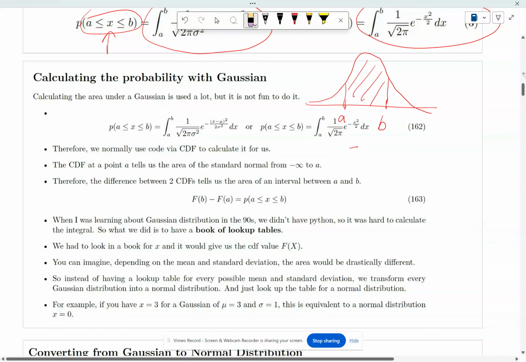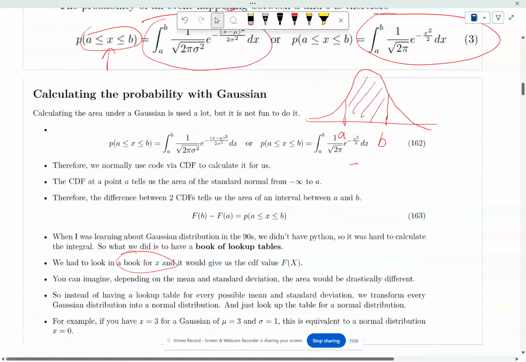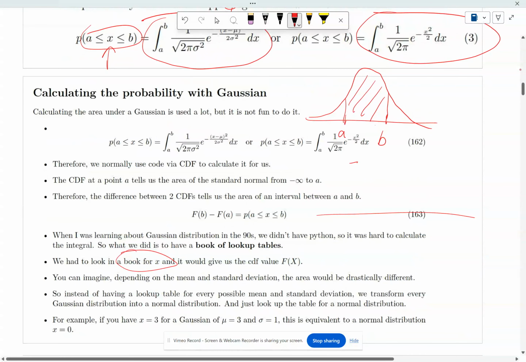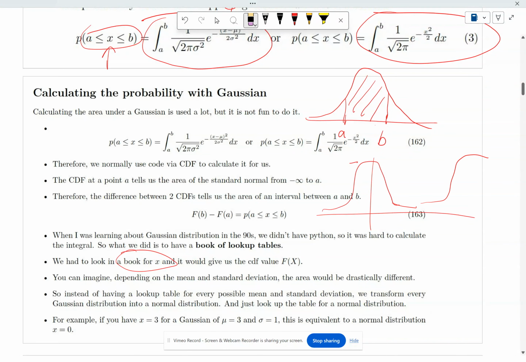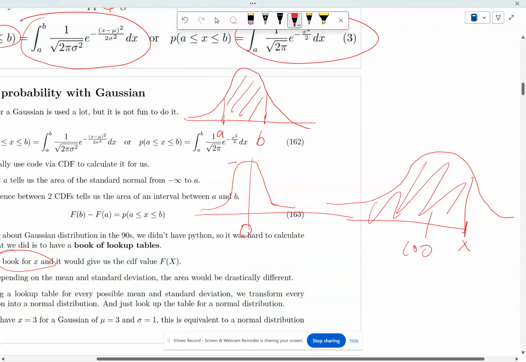And because we had to look into a book, it was a real pain. And you can imagine, depending on the Gaussian distribution, right? If a Gaussian distribution is here, or it's fatter, or if it's like, here's 0, here's 100, so this is a much bigger distribution. The area with the value you plug in is going to give you a different area. So from here, you can imagine it would be impossible to have a book of every single possible lookup table.